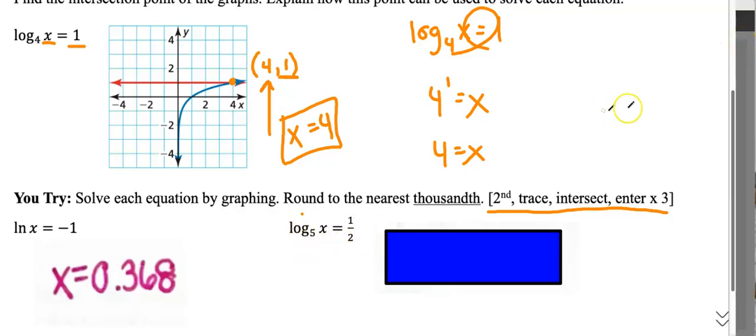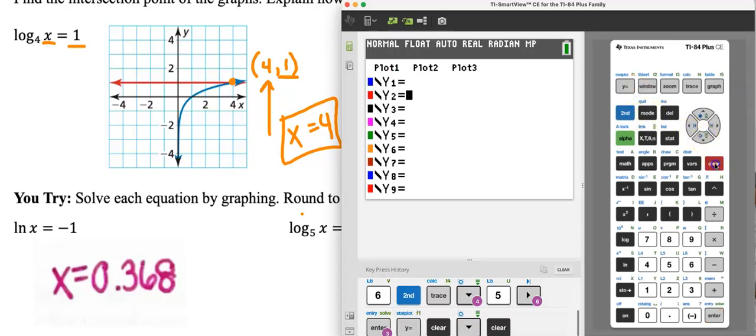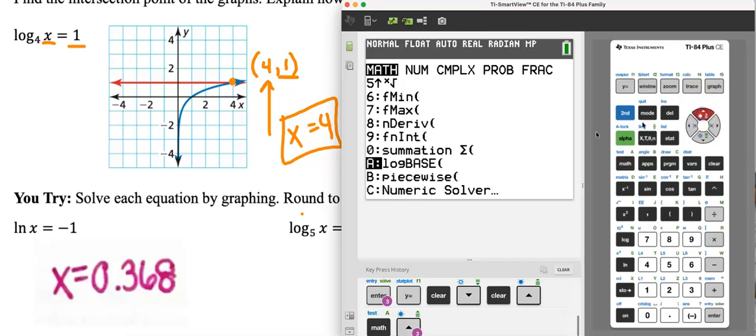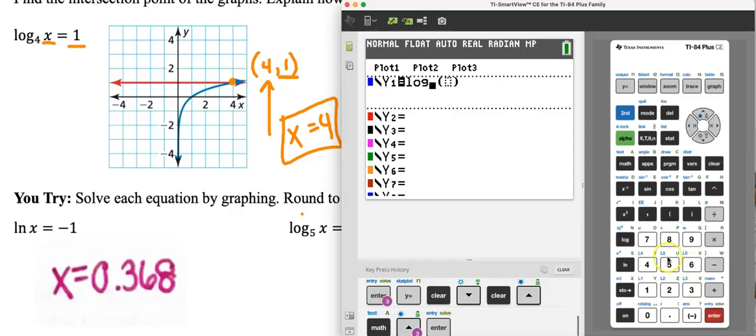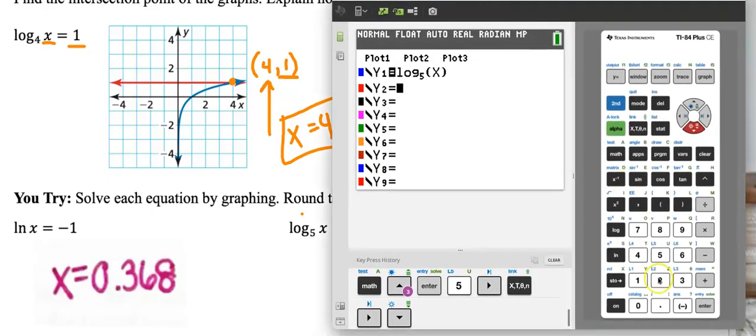Again, log base in the calculator is not a very easy way to find it. It's not this log button. Log base is under the math button, and if you go up, it's actually faster. So you're looking for log base. Log base 5, and then type x in parentheses. And then on the right side, we had 1/2, so 1 divided by 2, or if you wanted, 0.5.